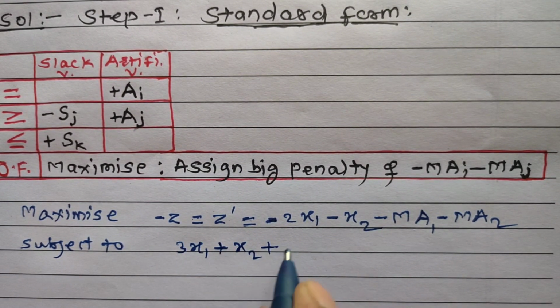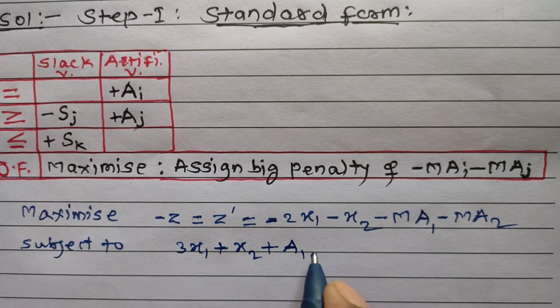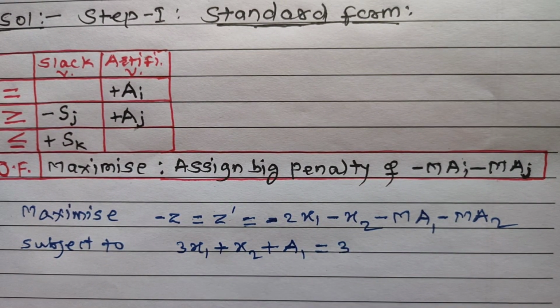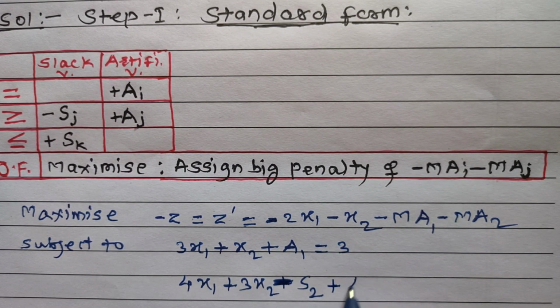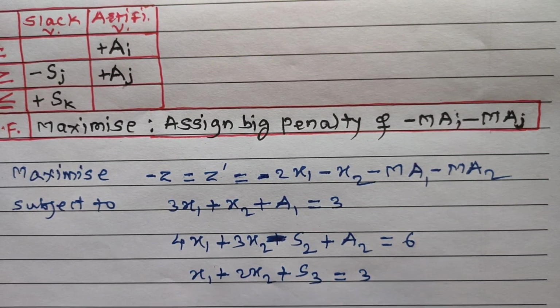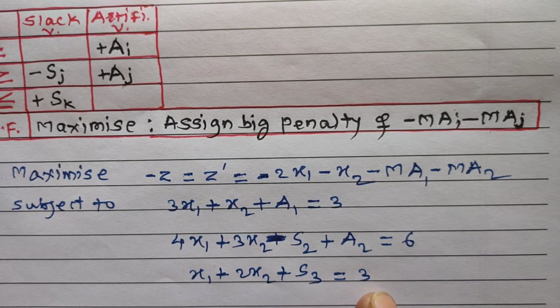subject to first constraint 3x1 plus x2 plus adding artificial variable a1 is equal to 3. In the second constraint, we have to subtract slack variable s2 and add artificial variable a2. Hence 4x1 plus 3x2 minus s2 plus a2 is equal to 6. And then the third constraint becomes the third equation, x1 plus 2x2 plus s3 is equal to 3.